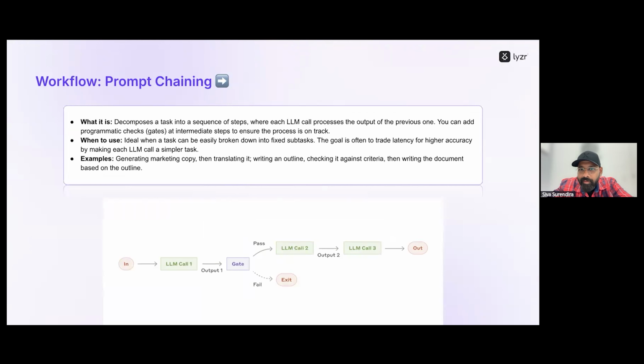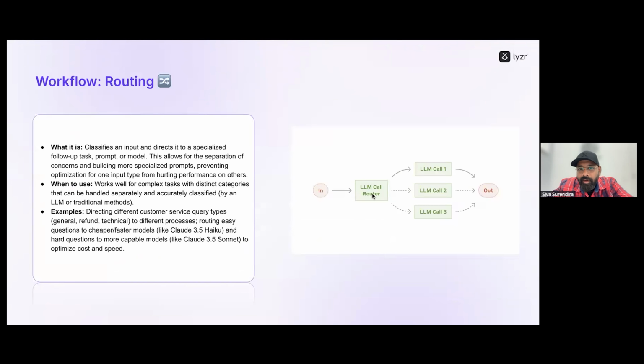Prompt chaining, which I think Anthropic released, is the same concept, but explained from a prompt point of view. You can look at all of these LLM calls as agents themselves. So what you're seeing here is sequential in nature. This is a router, so this is not a directed acyclic graph because there is a router which takes a call on which flow it should go.